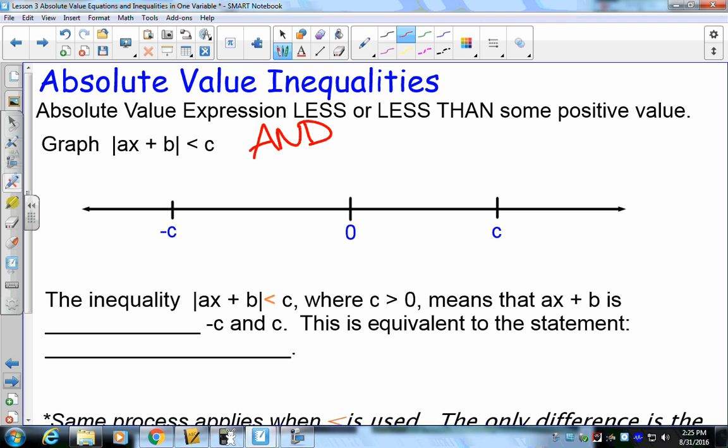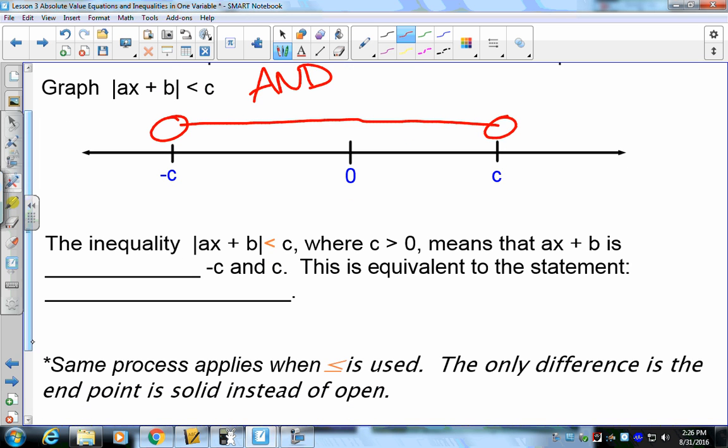And we talked about this. When it's an and statement, you are shading in between. Remember, the n is in between the a and the d. So when the original problem is a less than, we are shading in between. Okay? So the inequality, the absolute value of ax plus b is less than c, where c is greater than 0, means that it is between negative c and c. All right, which is also equivalent to this statement. I can have ax plus b is less than c.